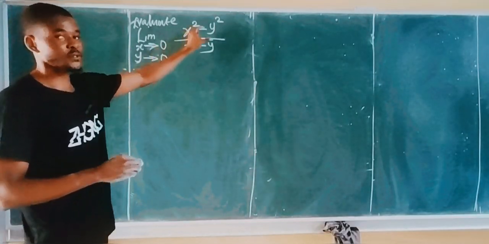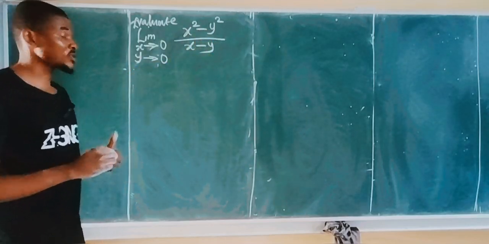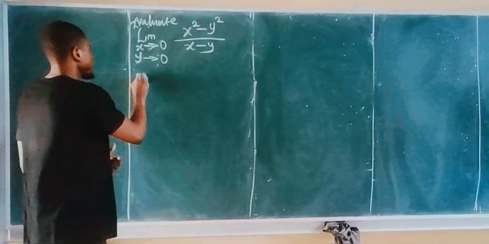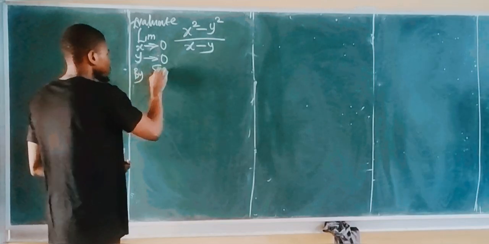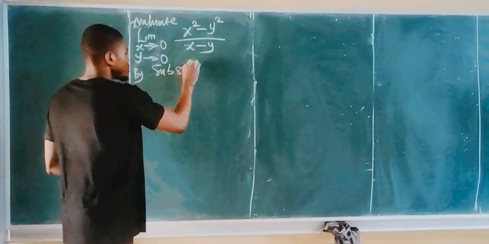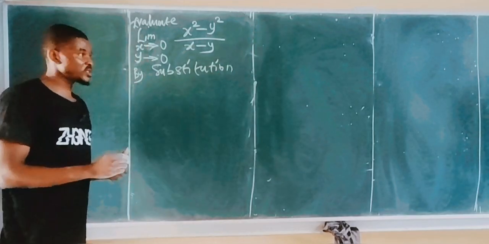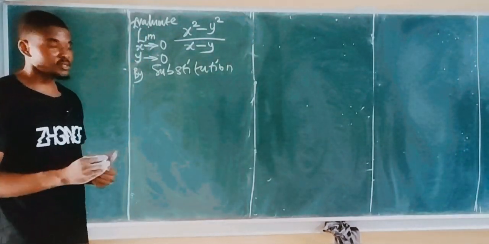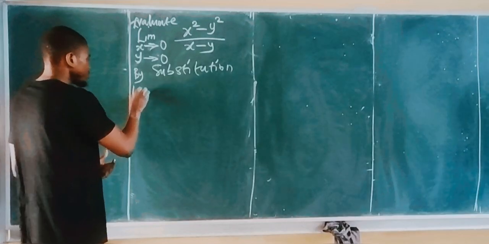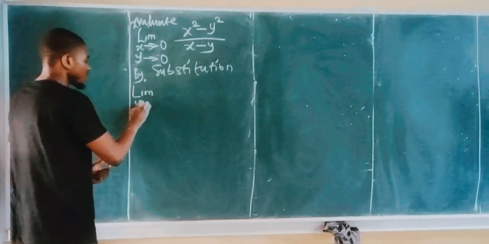Now let's say we are given to evaluate the limit as x tends to 0, y tends to 0 of this given function. The first thing, as always, is to try direct substitution. We simply put in the values of those limits and test to see if the limit is defined at those points.